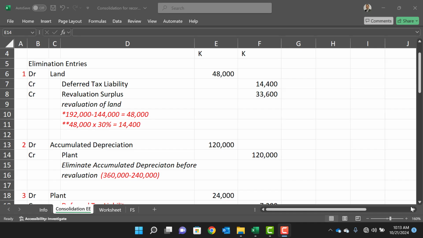Okay, so let's start off our elimination entries. The first elimination entry is for land, which we need to revalue first. For land, the original cost, or carrying amount, is 144,000, but the revalued amount is 192,000 kina, so the difference is 48,000. For the tax, we have 30% of that 48,000, which gives a deferred tax liability of 14,400. And of course, the difference to make it balance, 33,600, will be credited to revaluation surplus.